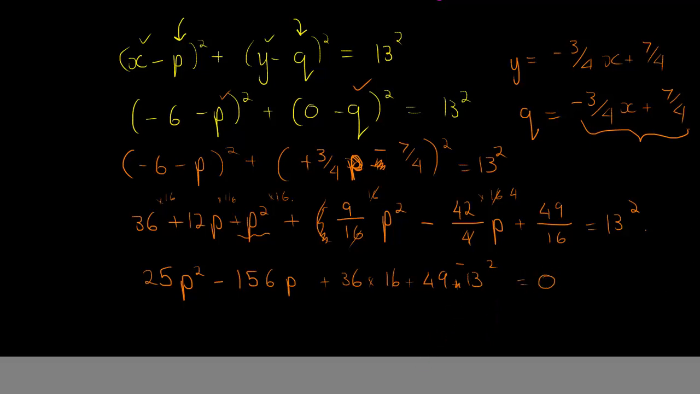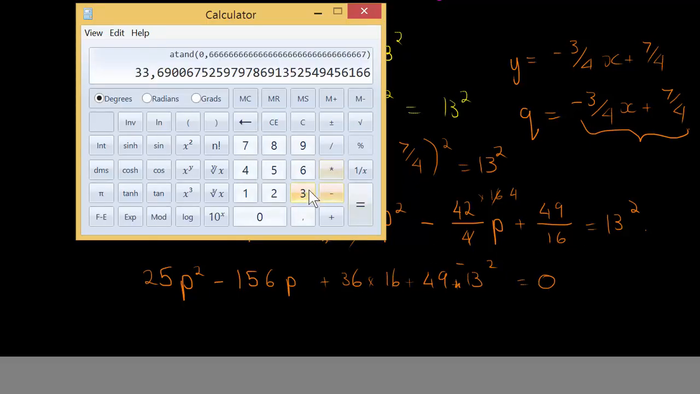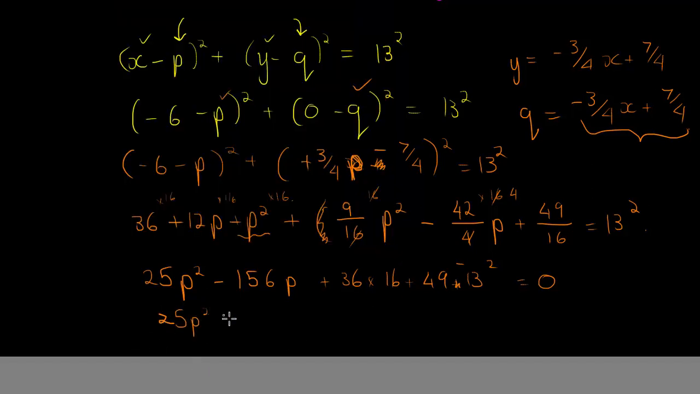Okay, now I can use my calculator. Otherwise, it would have just been a long calculation. So 36 times 16 plus 49 minus 13 squared is 400. So 25 p squared minus 156 p plus, and then what was that? 456 is equal to 0.